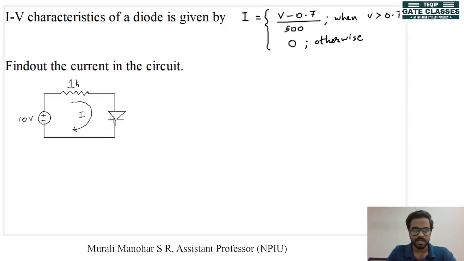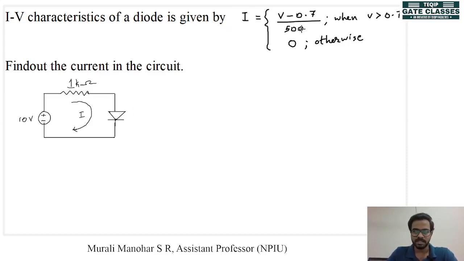Now next question. The IV characteristic of a diode is given by I equal to (V minus 0.7) divided by 500 when V is greater than 0.7, and 0 otherwise. Find out the current in the circuit. So we have a circuit, a 10 volt source connected in series with a 1 kilo ohm resistance and a diode, right? And the current characteristic of this diode is given by (V minus 0.7) divided by 500.